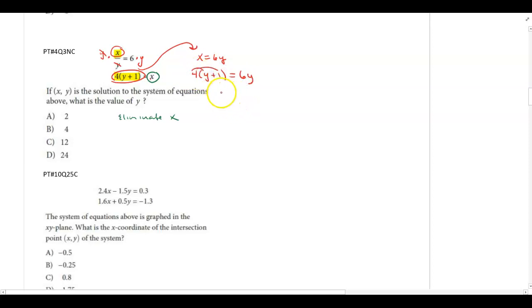I'm going to distribute the 4. 4y plus 4 equals 6y. Subtract 4y. 6y minus 4y is 2y equals 4. And y would equal 2, which is letter A.